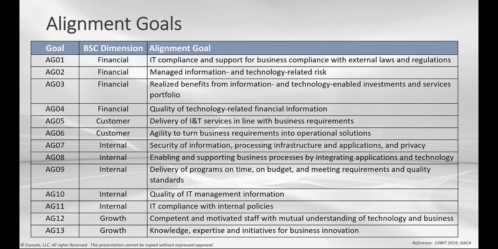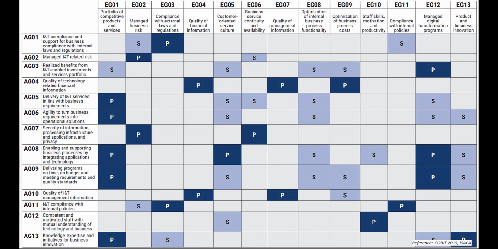As we mentioned before, you see those alignment goals into a balanced scorecard dimension. And of course, each one of those identifies some sample metrics that you can use. Well, here's what the table looks like. This comes right out of COBIT 2019.